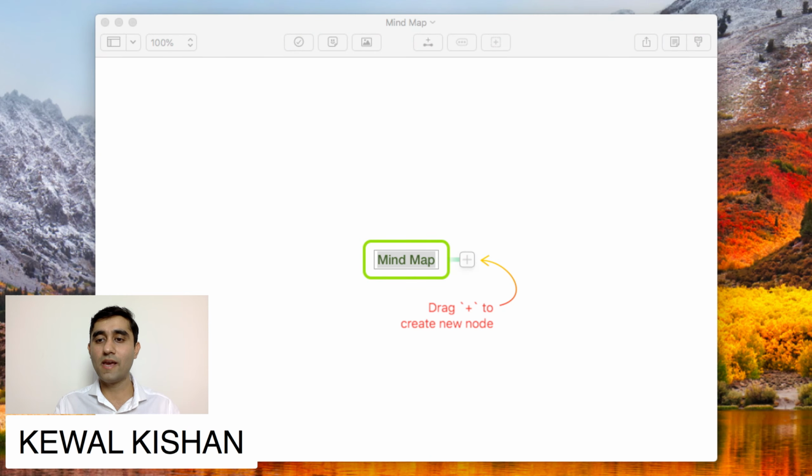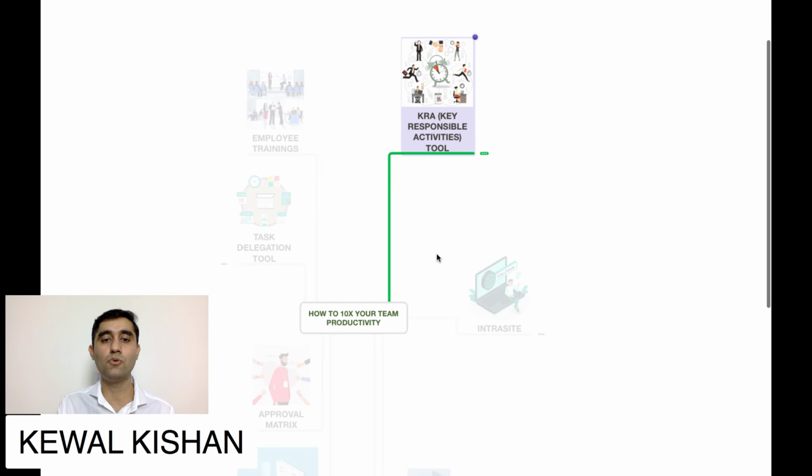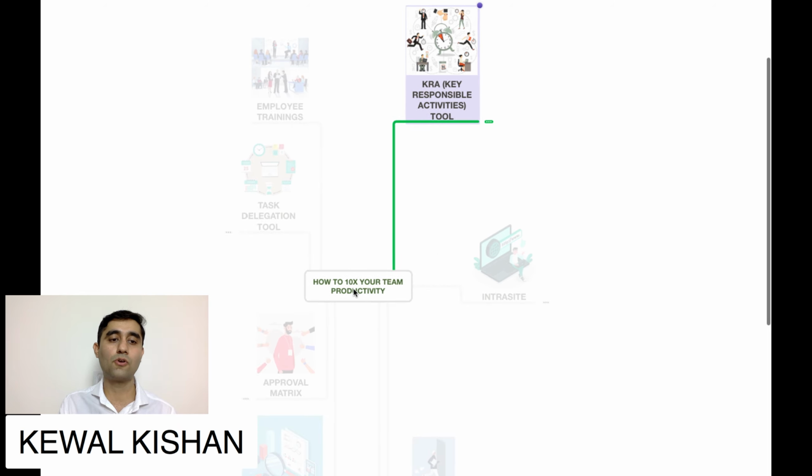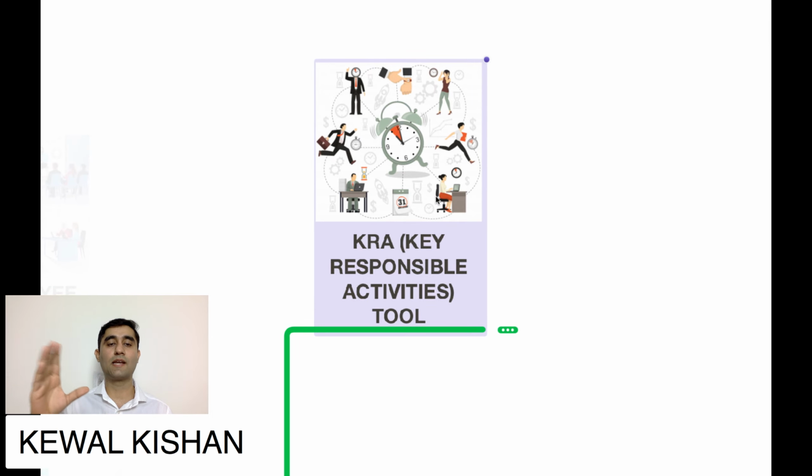So the topic of today is how can you 10x your team productivity? The first element is key responsible activities. Now you need to make sure that you listen to this properly with full focus. Whenever a new employee joins, a JD, job description, is created for him to make sure that he fulfills the work which is given to him.